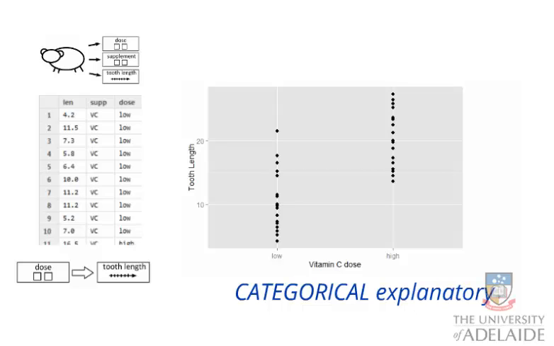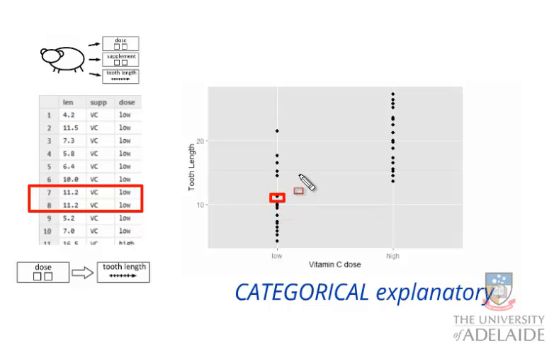And I can still draw a scatterplot. So this row of the data here, that's a guinea pig which has a low dose and a tooth length of 4.2, which is this dot here. It lines up with low on the x-axis, and it lines up with 4.2 on the y-axis. But let's have a look at this. Look at these 2 guinea pigs. Guinea pigs number 7 and 8. They both have low, and they both have 11.2. So that's about here roughly.